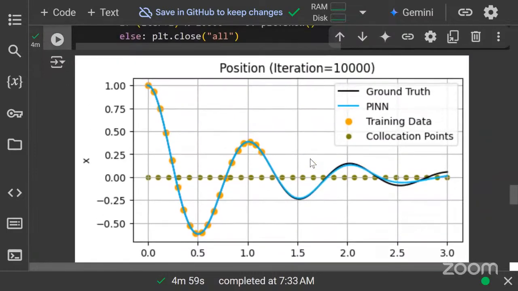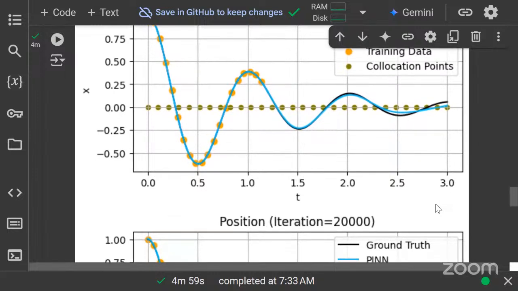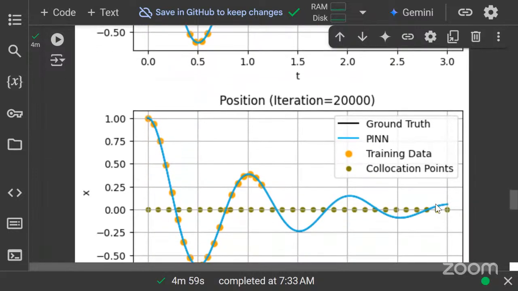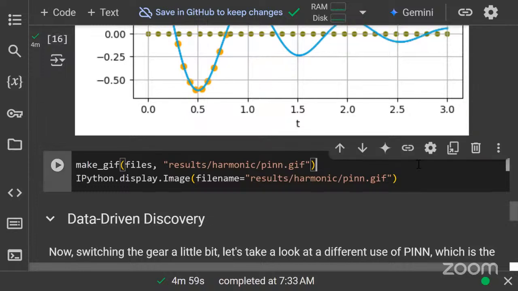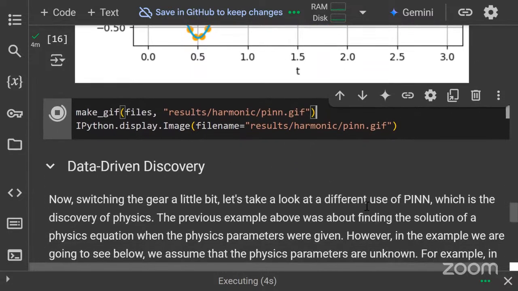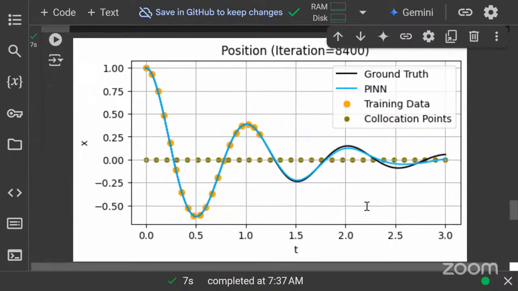So one noticeable thing is that at iteration 10,000, we already have a pretty good result over here. So unlike the previous case where the blue curve sort of deviated, now we have the blue curve following the black line, the ground truth, very well. And if I plot this in an animation, you can see that at the very beginning of the training, the model is focused on fitting to the training data.